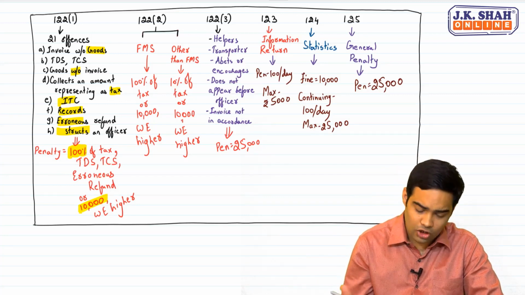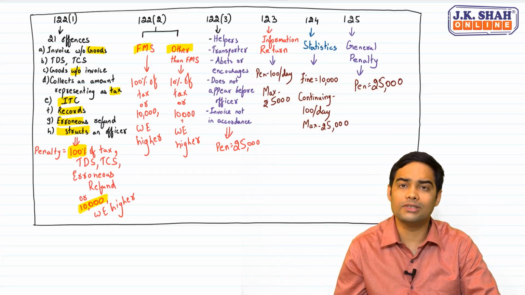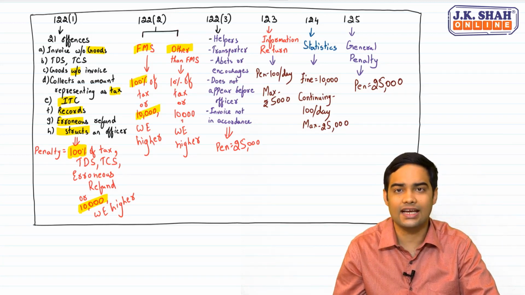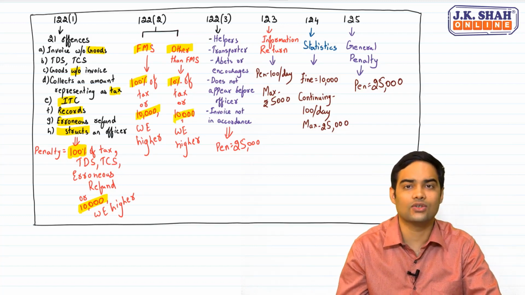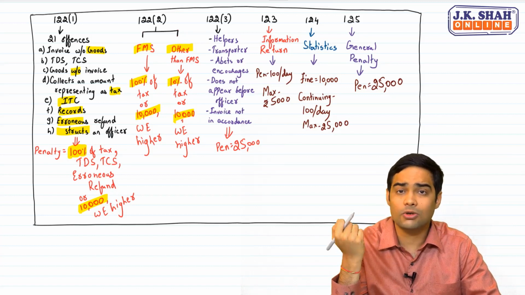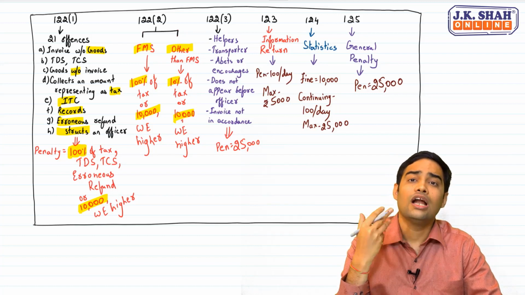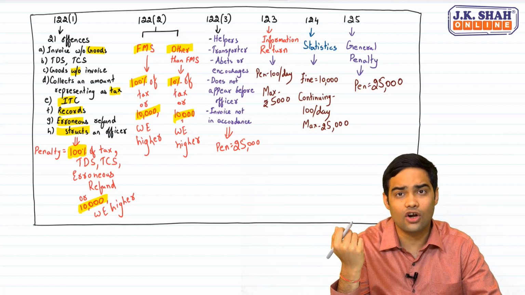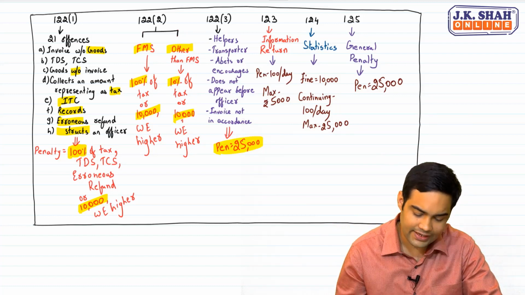122(2) talks about FMS and other than FMS. For fraud, willful misstatement or suppression of fact, which is 100% or 10,000, whichever is higher. For other than FMS, 10% of the tax or 10,000, whichever is higher. Then 122(3) talks about various helpers or a person who obstructs, does not appear before the officer, or invoice is not in accordance with the rules. In such cases, penalty is 25,000.